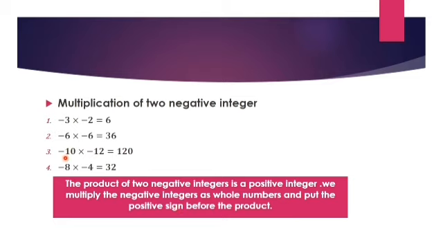Okay. The next one is minus 8 into minus 4. 8 into 4 is 32, and put a positive sign. Don't forget about it. If both integers are negative, we put a positive sign. If one integer is negative and the other is positive, we put a negative sign.